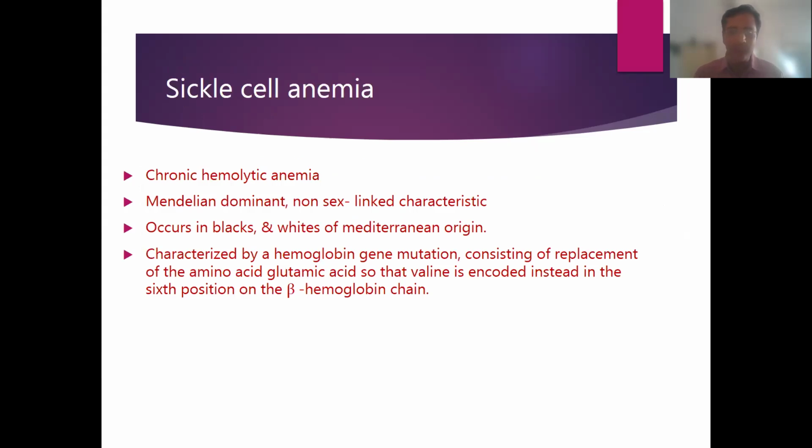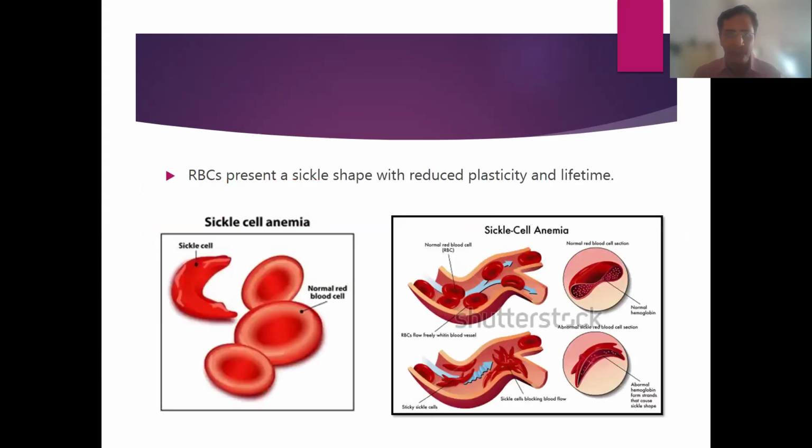Now, what is sickle cell anemia? Sickle cell anemia is known as chronic hemolytic anemia. It is mainly autosomal, not sex-linked, characteristically occurring in people of Black, White and Mediterranean origin, characterized by a hemoglobin gene mutation consisting of the replacement of the amino acid glutamic acid, so that valine is coded instead at the 6th position of the beta hemoglobin chain. Now, the RBC becomes sickle-shaped here, with a reduced lifetime.